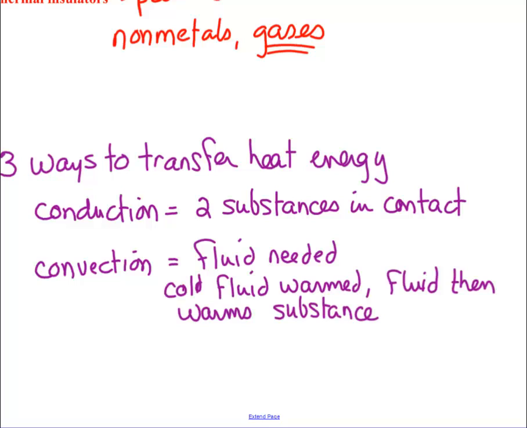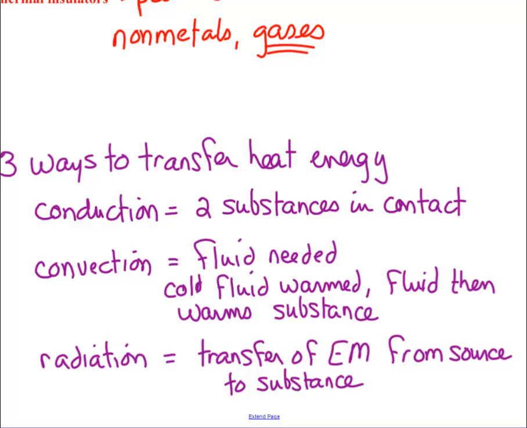A convection oven works in that air is your fluid. So the burner warms the air, which moves around the substance and warms the substance. The third way that heat is transferred is via radiation. And radiation is the transfer of electromagnetic radiation. So if I want to talk about infrared radiation, then I can talk about the infrared energy traveling from the source to whatever I'm heating. But radiation, again, sticks primarily with electromagnetic radiation.